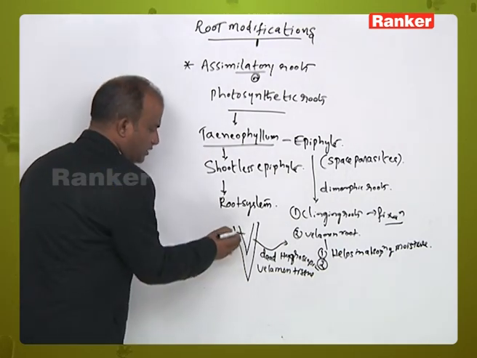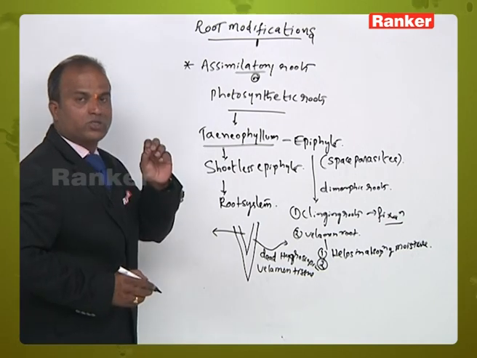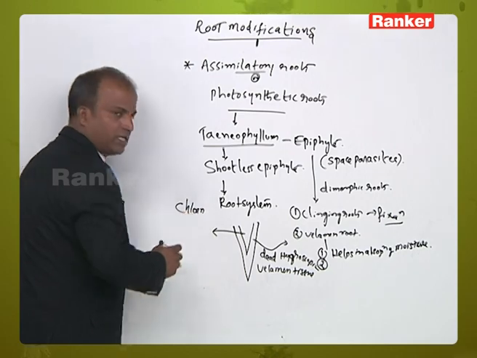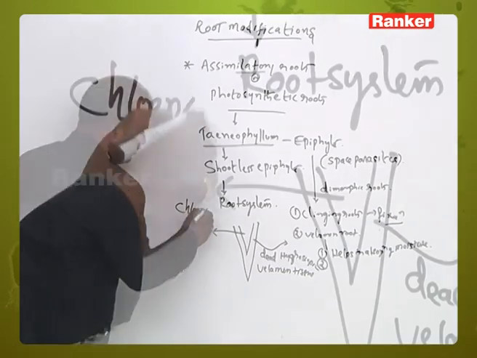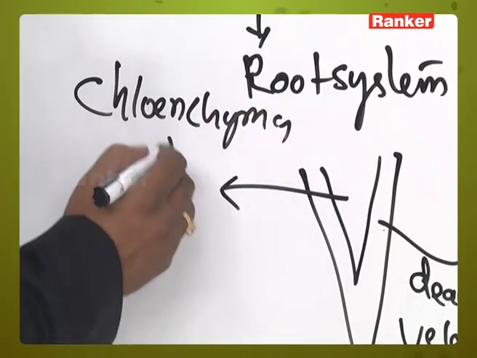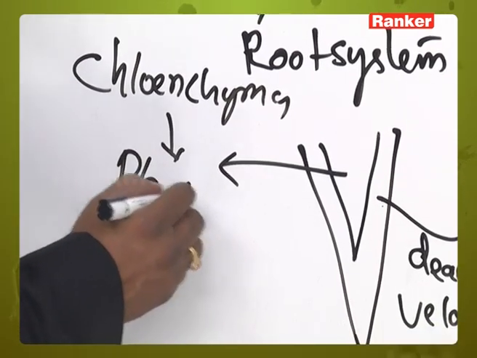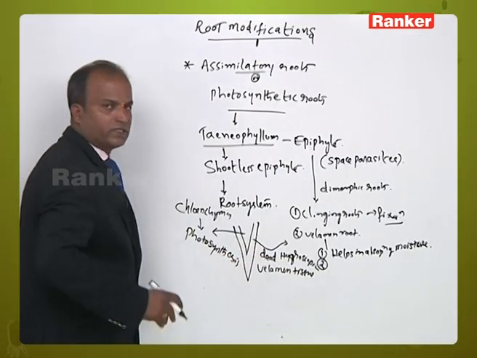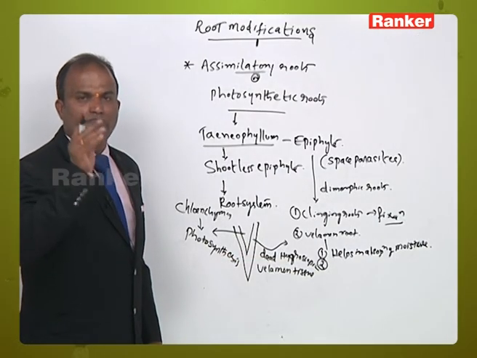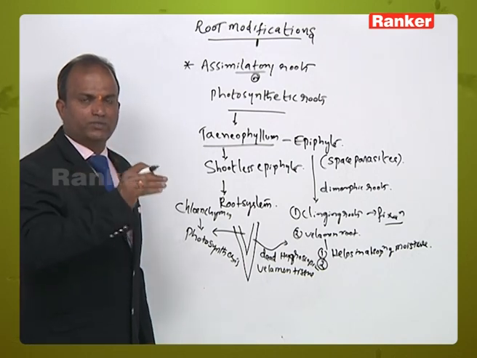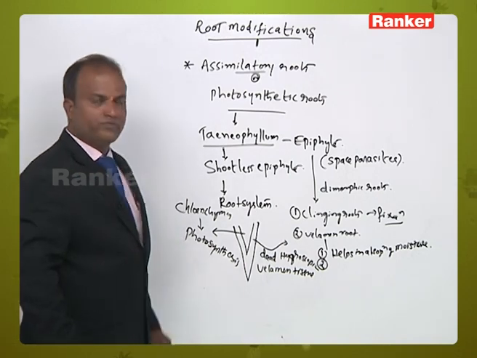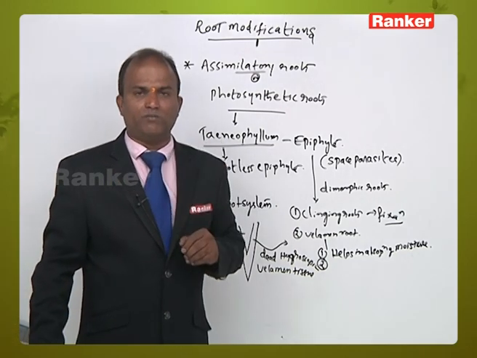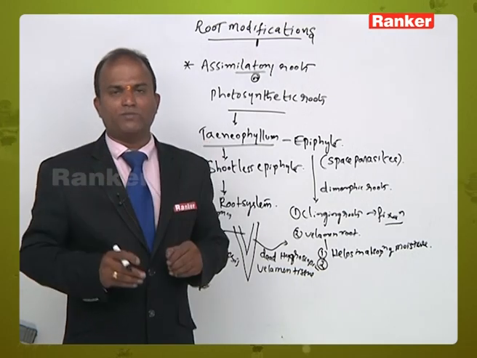Whereas the inner surface of the velamen root, as it contains chlorenchyma, plays an important role in photosynthesis. That means it can prepare its own food materials. Yes, they can prepare their own food materials by a process known as photosynthesis.